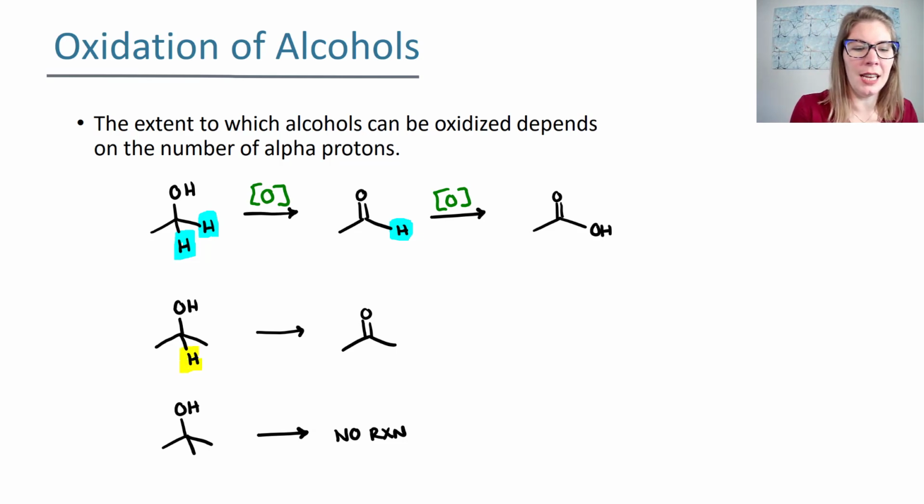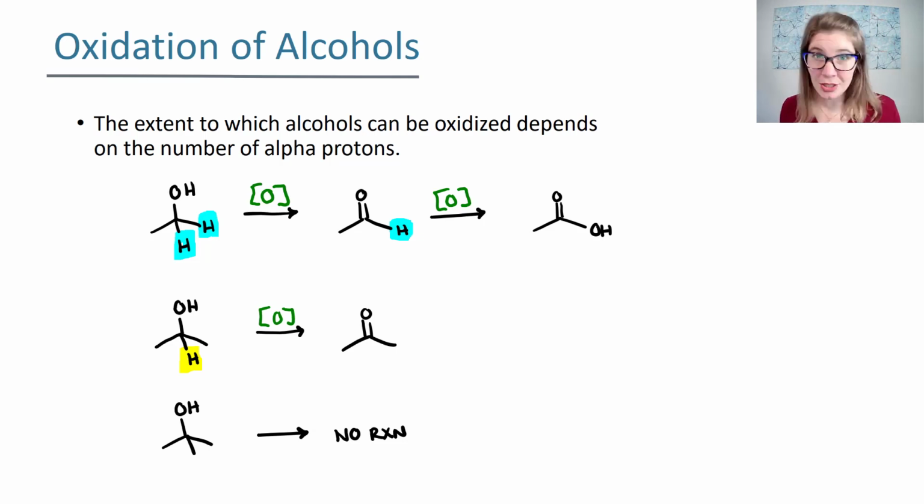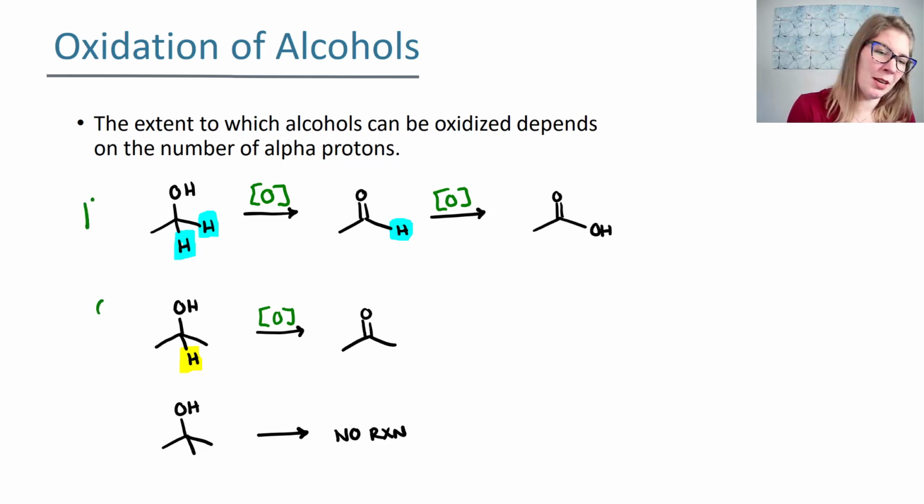Whereas in this second example, we only have 1 alpha proton, which means we can only do 1 oxidation. And in this case, your secondary alcohol, its only option is to go to a ketone. Now for tertiary alcohols, you don't have any alpha protons. So you know what that means? No oxidation reactions. You have to have an alpha proton in order for an oxidation reaction to happen. So this is for primary, this is for secondary, and this is for tertiary alcohols.